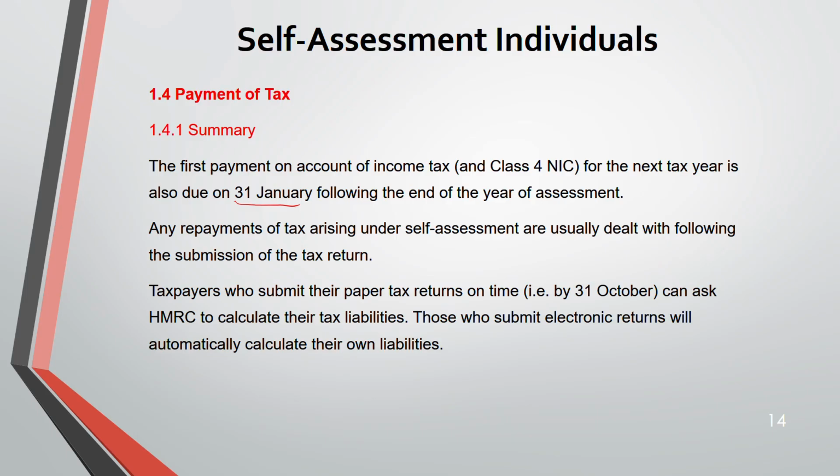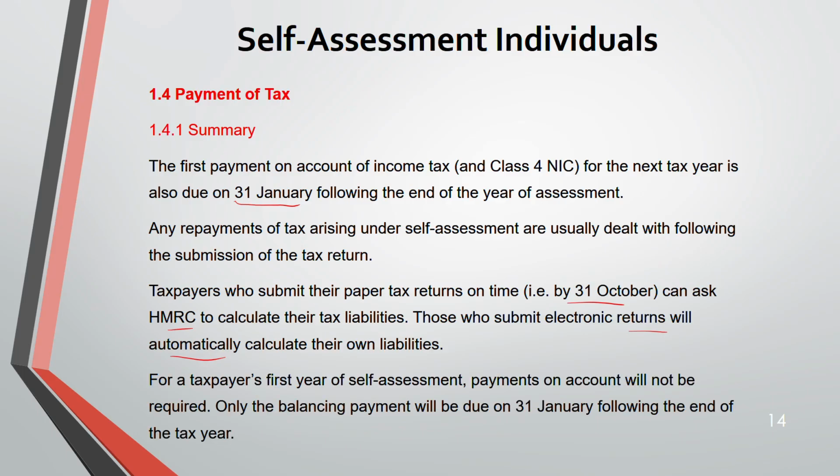Taxpayers will submit their paper return on time, that is by 31st October. In your exam, they will tell you whether it's a paper return or an electronic return. For both, you have to remember the dates, okay? If it's a paper return, it is 3 months before the electronic date. So taxpayers will submit by 31st October. If you are submitting on time, you can ask HMRC to calculate your tax liability. But for those who submit electronically, your return will be calculated automatically. You don't have to tell HMRC to do that.